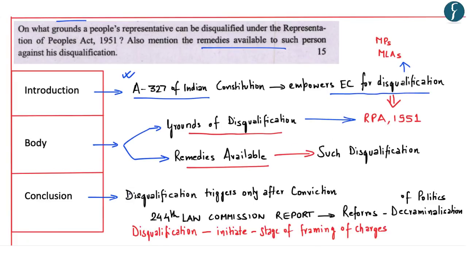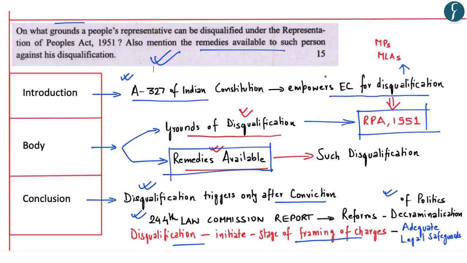And here you can conclude your answer by stating that since disqualification as per the present Representation of People Act 1951 triggers only after conviction, the Government of India can think about implementing the 244th Law Commission report with respect to decriminalization of politics. Here you can state that the government can think forward to make a law whereby disqualification can initiate at the stage of framing of charges, with adequate legal safeguards. So these can be said to be the ingredients of your answer.